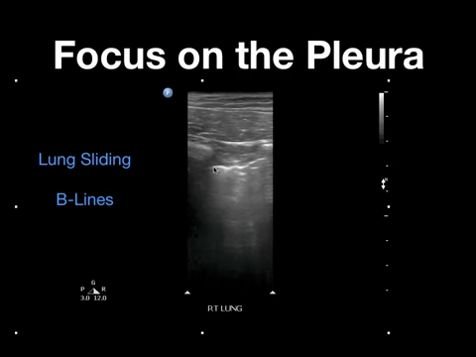The primary thing you're looking for is the presence or absence of lung sliding. If you see lung sliding at this level, you can definitively rule out a pneumothorax at that level. The presence of B lines or comet tails or ring downs are a secondary finding, but the main thing you're looking for is going to be the presence or absence of lung sliding.